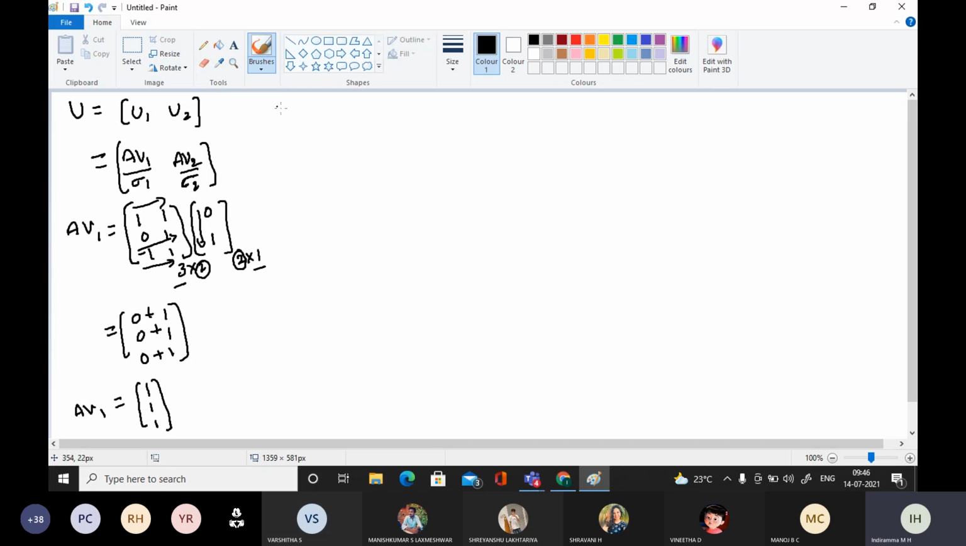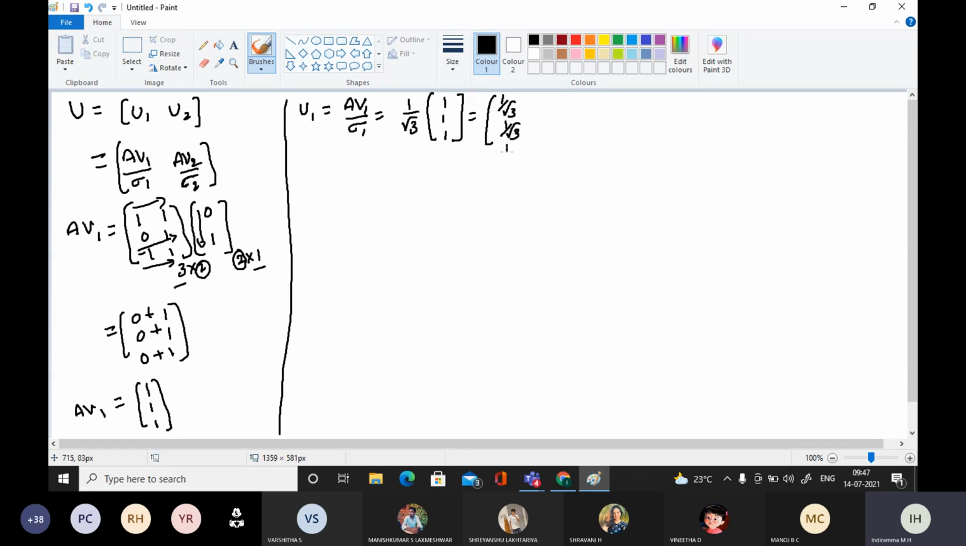So to find U1, what should we consider? U1 is equal to A V1 by sigma 1. What is sigma 1? Root 3. So 1 by root 3 into A V1, which we got as (1, 1, 1). Therefore it will be 1 by root 3, 1 by root 3 and 1 by root 3. So this is our U1.